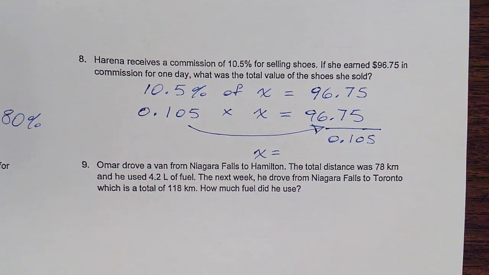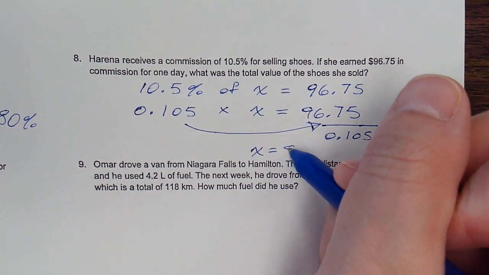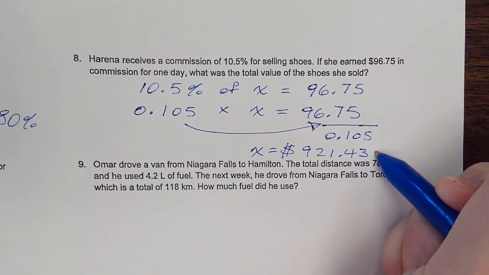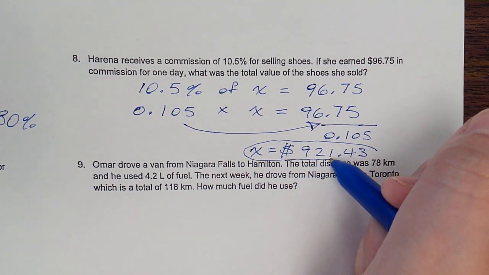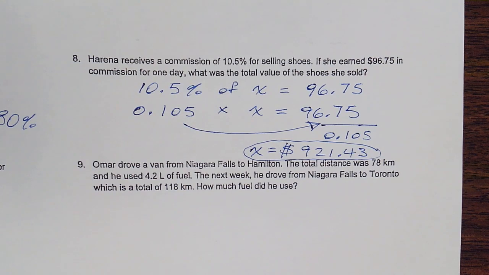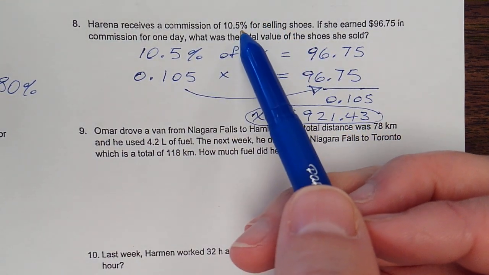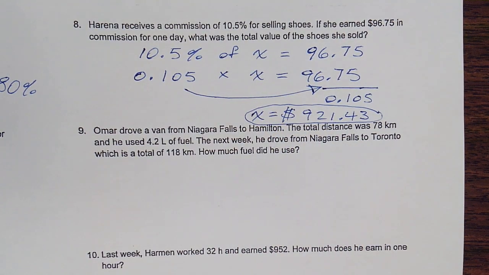96.75 divided by 0.105. You get $921.43. So she sold a lot of shoes. And actually, that's a pretty high commission for selling shoes, 10% commission.